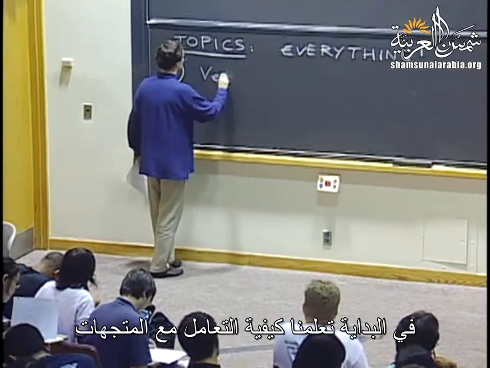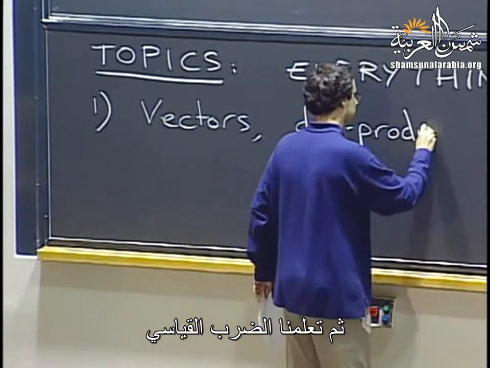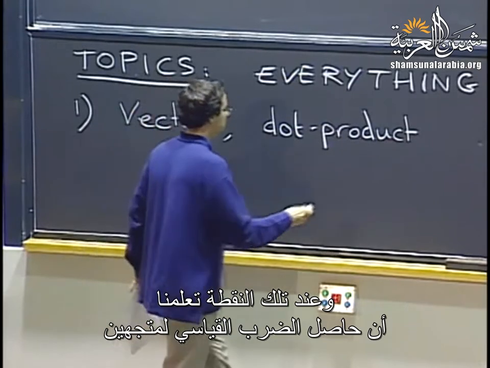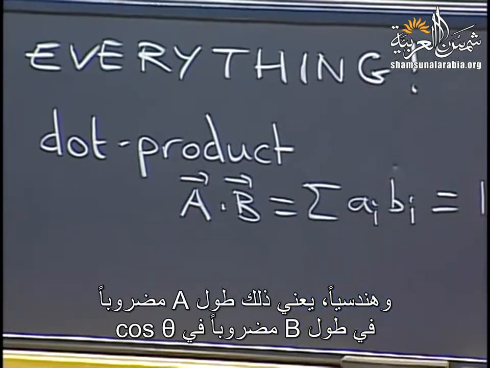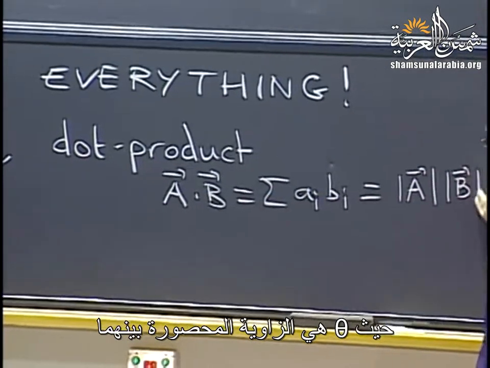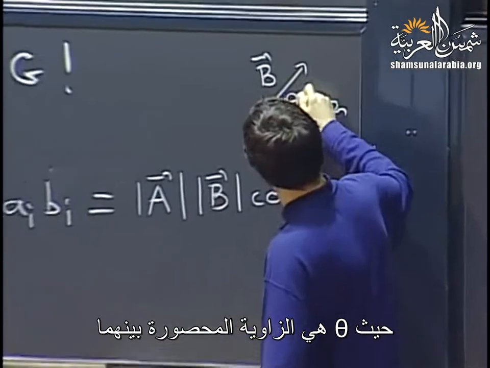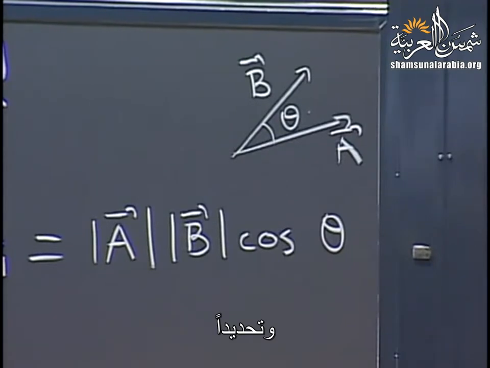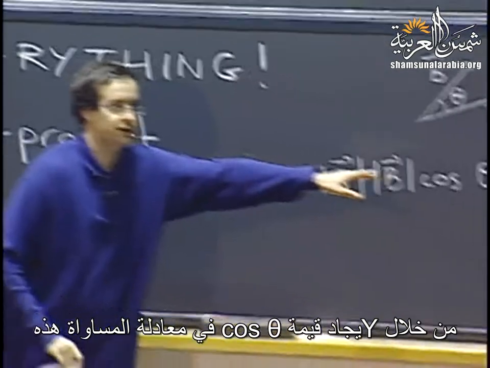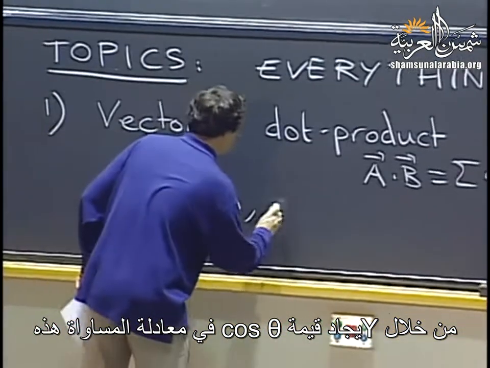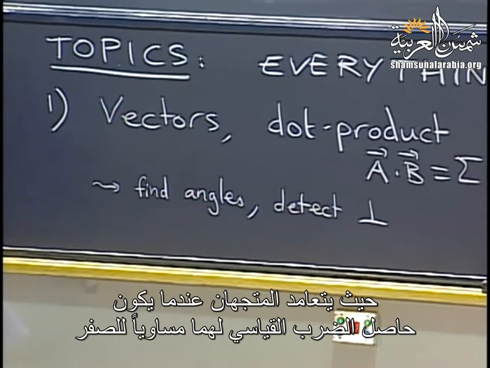So first of all, we learned about vectors, how to use them, and dot product. At this point, you should probably know that the dot product of two vectors is obtained by summing products of components, and geometrically, it's the length of A times the length of B times the cosine of the angle between them. In particular, we can use dot product to measure angles by solving for cosine theta in this equality, and most importantly, to detect whether two vectors are perpendicular to each other. Two vectors are perpendicular when their dot product is zero.